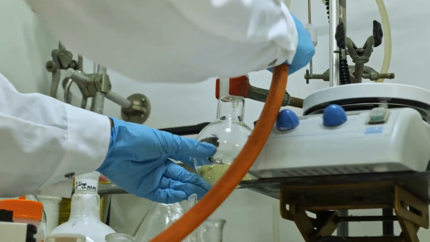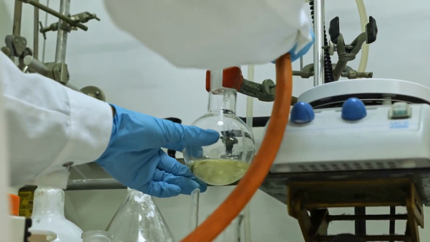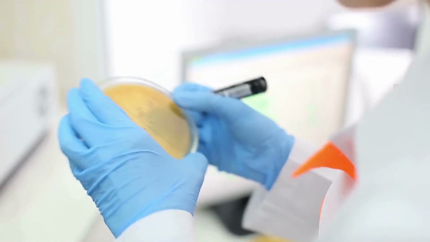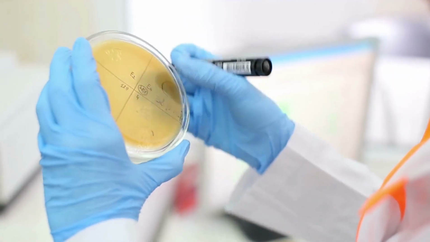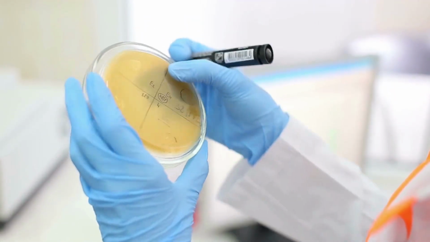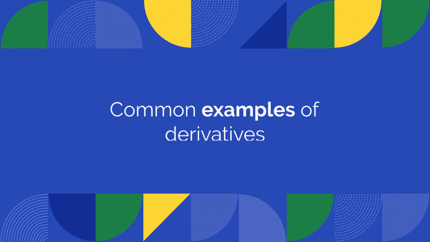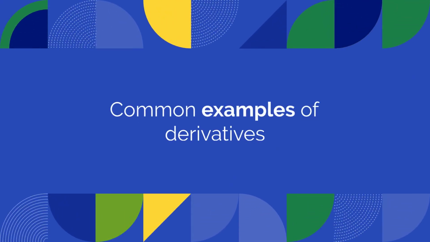Furthermore, making derivatives allows chemists to modify specific properties of a molecule. For instance, you can change a molecule's solubility, its reactivity, or even its biological activity by creating a derivative. Let's look at some common examples to make this clearer.